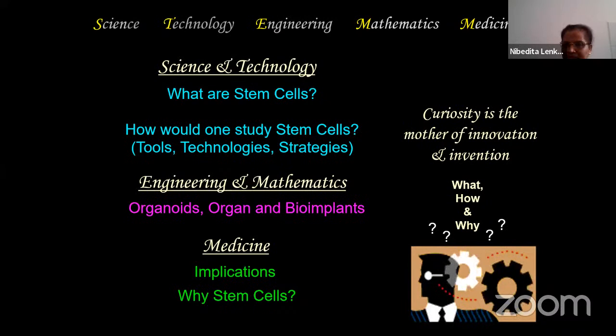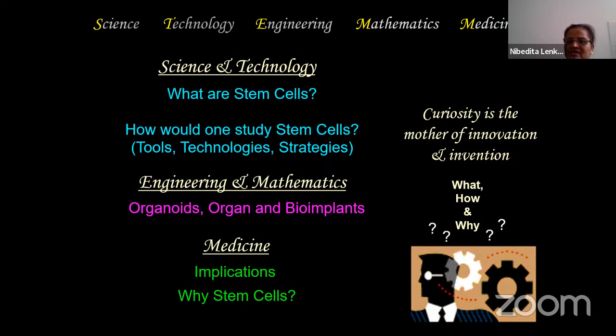Then comes engineering and mathematics. What is the role of engineering or mathematics in this? Yes, we use mathematical tools and engineering strategies to define even the architecture. Once you think about the tools and technologies you will be using here, and the knowledge, because this is a transdisciplinary area, you can think of developing even organs, which would help in organ replacement. Then coming to medicine, obviously, as with the organ replacement I have talked about, the implications are there, and we ask why stem cells. So those are the questions: what, how, and why. As students of science, these are the questions we ask, since curiosity is what makes us researchers, and that leads to innovations and inventions.